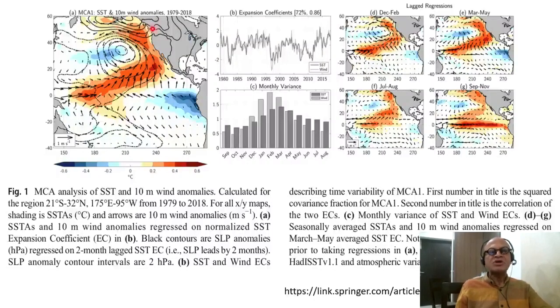So this is looking at SST and 10-meter wind anomalies from 1979 to 2018, and you can see here that this is calculated for the region 21 south to 32 north, 175 east to 95 west. For all the XY maps, shading is the SSTA and arrows are 10-meter wind anomalies. So here we are looking at SSTAs and 10-meter wind anomalies regressed on normalized SST expansion coefficients, which are shown here. So each pattern comes with expansion coefficient. You multiply the two together to get the actual anomaly, just like in EOFs. Black contours are sea level pressure anomalies regressed on 2-month lagged SST expansion coefficients, that is SLP leads by 2 months.